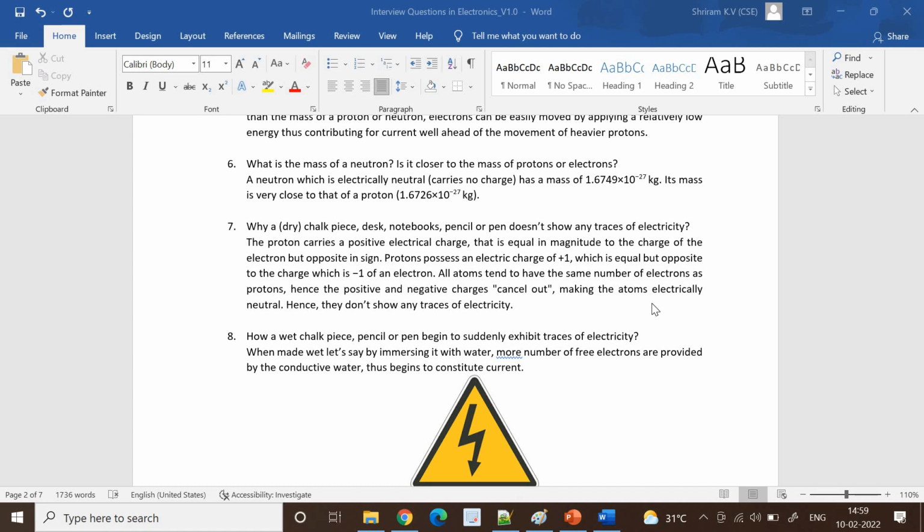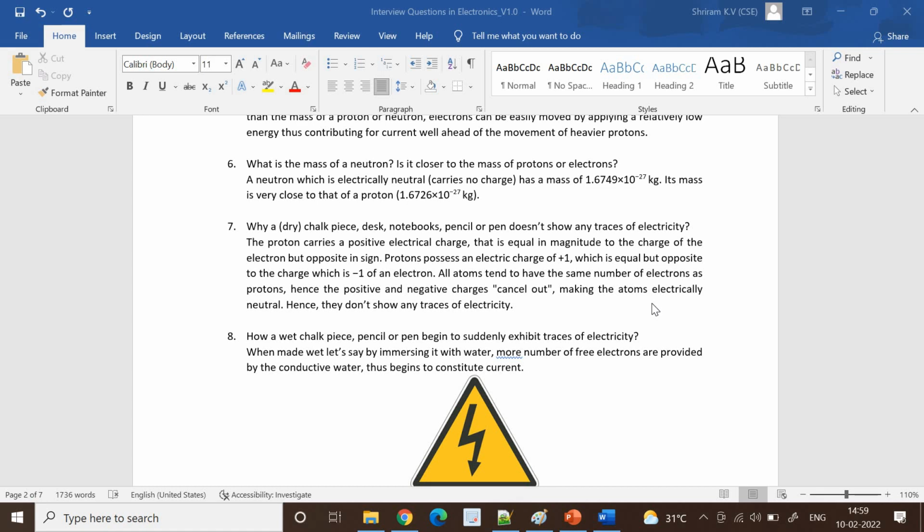The proton always carries a positive electrical charge. Remember, proton always carries a positive electrical charge, and it is equal in magnitude to the charge of the electron, but opposite in sign. The protons possess an electrical charge of plus 1, which is equal but opposite to the charge of minus 1 of an electron. That's what I conveyed. It is plus and minus there.